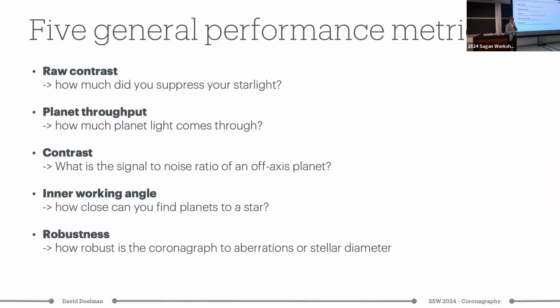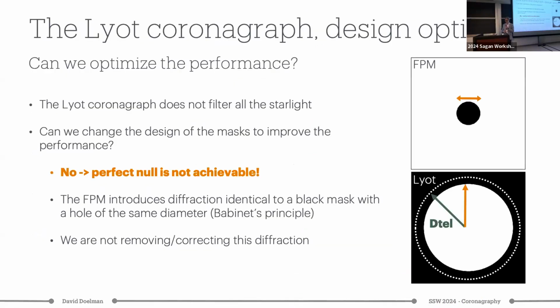So these are the 5 performance metrics that we can use to see how well coronagraphs are working. And so these are the ones we can use to compare performance. Can we actually change the LEO coronagraph, like the one I show here, to make it better? Well, actually, there's not much to be done. So we can change the spot size or the diameter here, but there will always be diffraction from this point. And this diffraction, we cannot remove by having only these 2 planes. So a perfect null is not achievable, at least with only these parameters. If you know why, you can look up Babinet's principle.